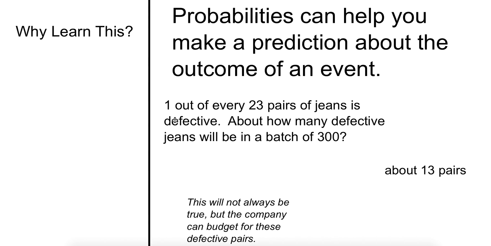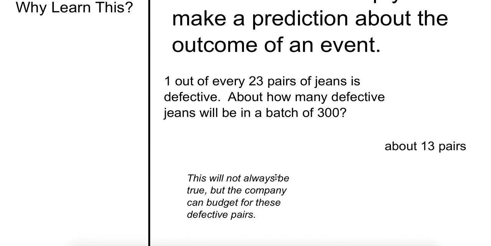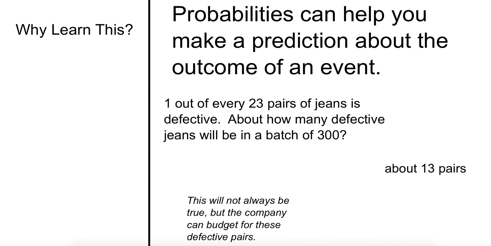So here's an example. 1 out of every 23 pairs of genes is defective. About how many defective genes will be in a batch? So that's what we want to figure out. Well, if you know 1 out of every 23, then you can figure out there's about 13 pairs that are defective. Why should we learn this? Well, this will not always be true, but at least the company can then budget for these defective pairs and figure out how much money they'll make and what they should charge for them.